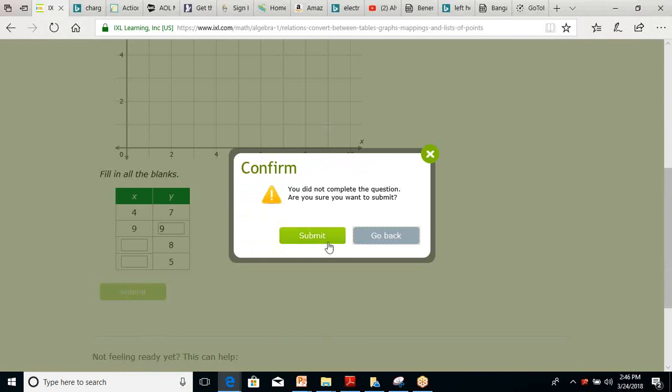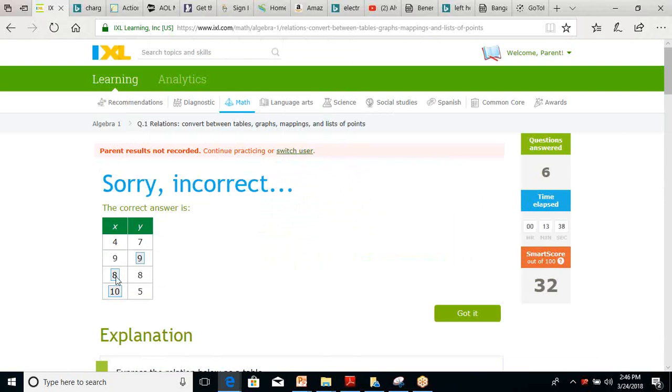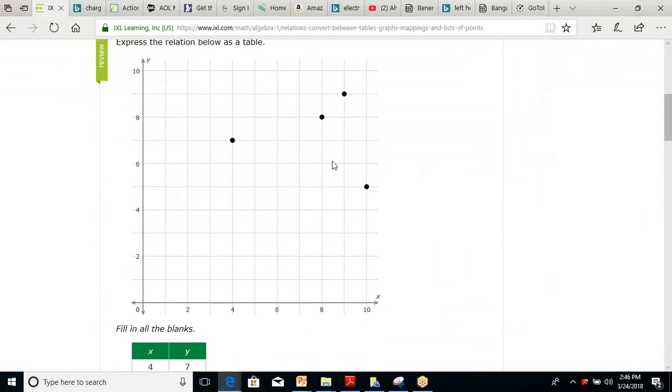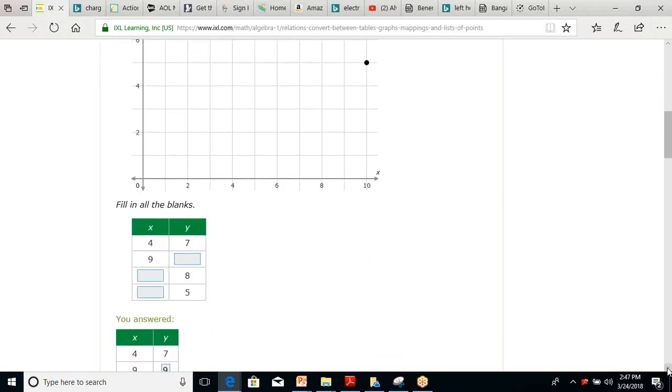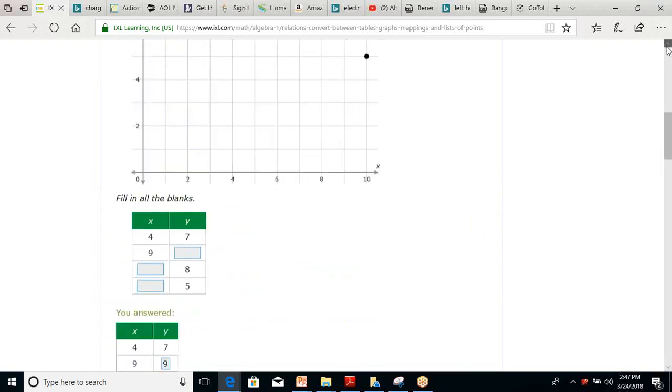Oh, sorry, we didn't finish. This coordinate is represented by this. So if you have x 8 and you come straight up, the point is on y 8. So x 8, y 8 defines this point. And then for this point, it will be x 4, y 7. So each point can be defined by an x value and a y value.